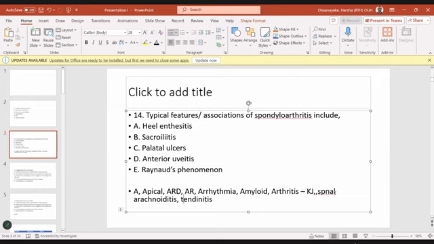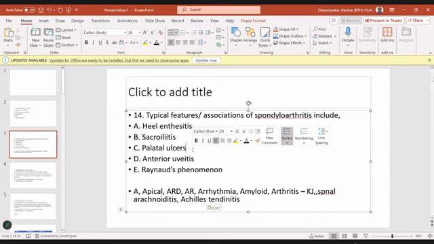Okay, fine. Now, let's have a look at these answers. Heel enthesitis is true. Sacroiliitis is, of course, true because it's an actual skeletal manifestation. Palatal ulcers, I don't think this is a classic feature. This is more likely to occur with something like SLE. Right? Anterior uveitis is true. Raynaud's phenomenon, again, it's either primary or secondary to connective tissue disease like systemic sclerosis or sometimes SLE, much less common.